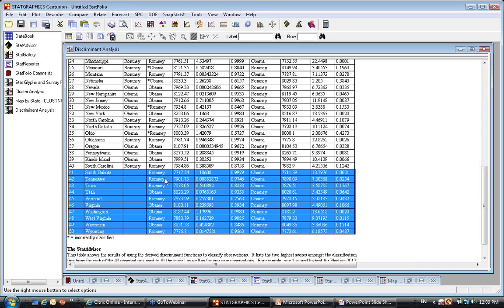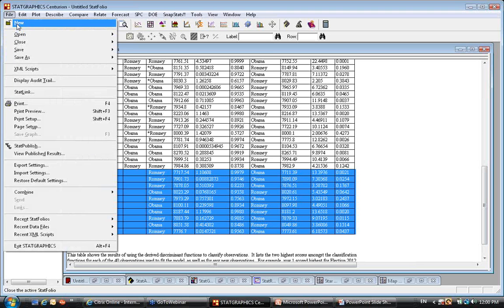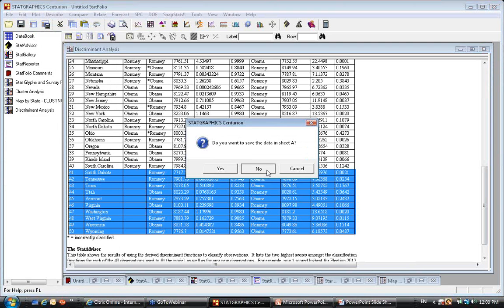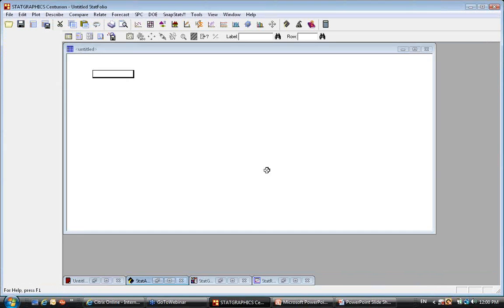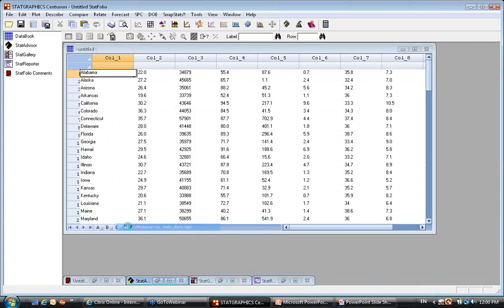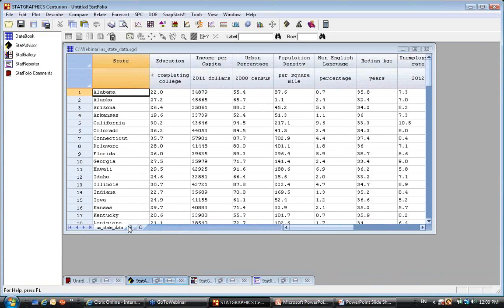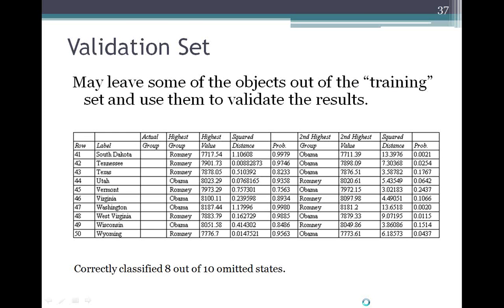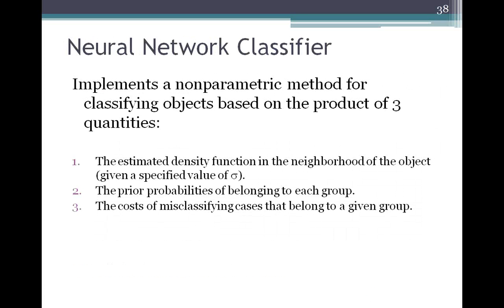Okay. I want to show you a second procedure for doing classification, the neural network procedure. And to do that, let me close off everything I've done so far. I need to open up another clean version of that data now that I erased things. All right, now I've got another clean version. The second classification procedure I want to talk about is the neural network classifier.